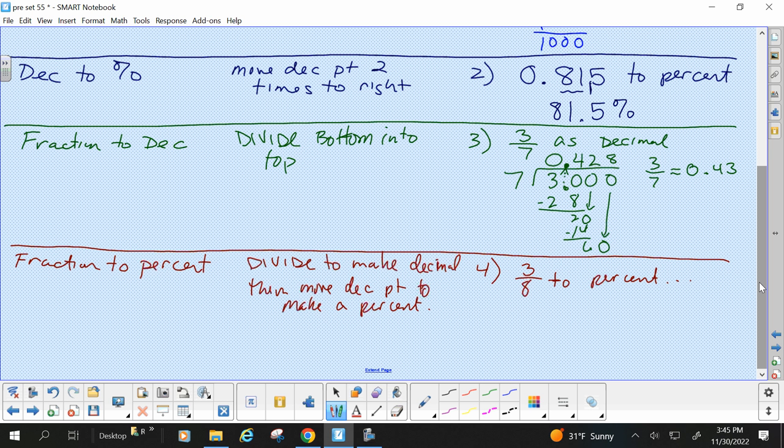So, for example, if I wanted to say 3/8, what kind of percent would that be? Well, I know it's less than half, so I'd expect a number less than 50%. So something less than 50%, right? So I could start by dividing 8 into 3.